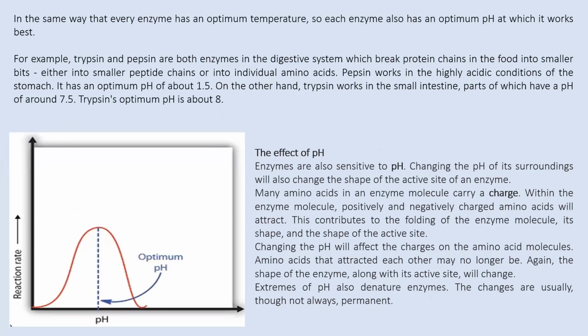Effect of pH is another important factor. Every enzyme has an optimum pH, an optimum temperature. What is the optimum pH, or basically an optimum condition? Every enzyme will have an optimum condition where it behaves the best and gives the maximum activity at that pH.